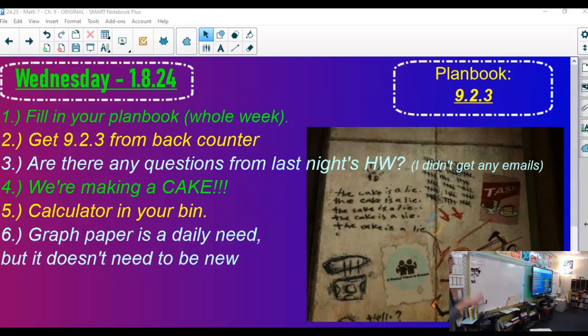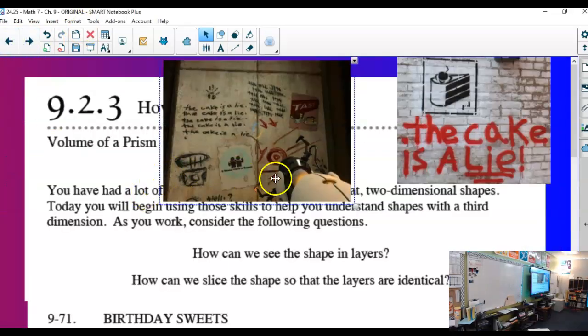We're making cake. The cake is a lie. We're not making cake. It's math class. But we're discussing the math of cake. So look at your handout that you hopefully grabbed from back there.